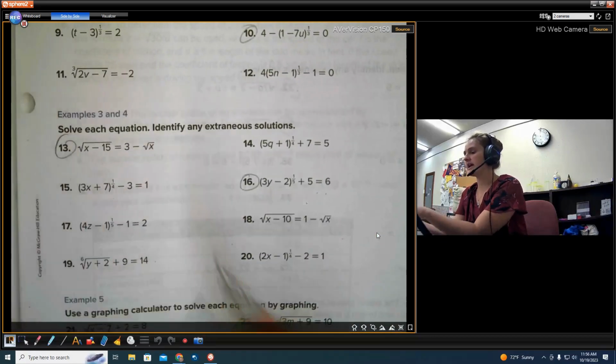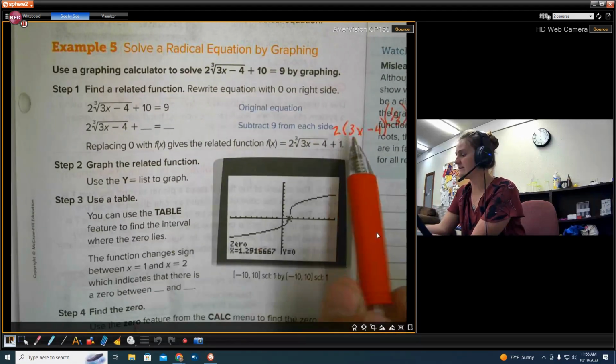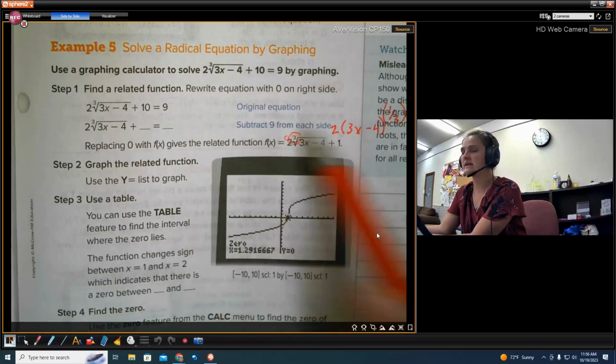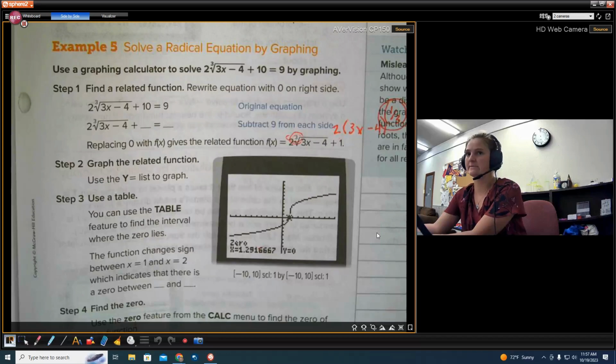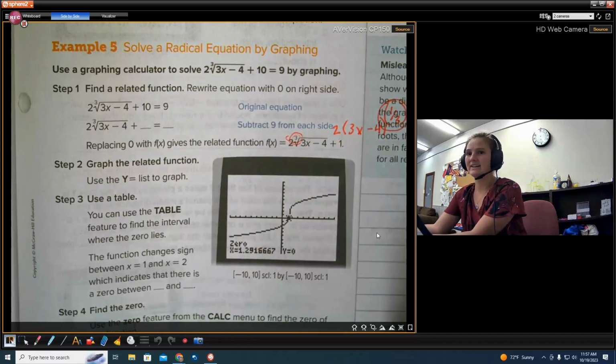So it gives you instructions, but like I said, one thing it doesn't tell you is that sometimes it can be very difficult to find how to use the cube root. And what I do is I just put in the fractional exponent. That would be the same thing.